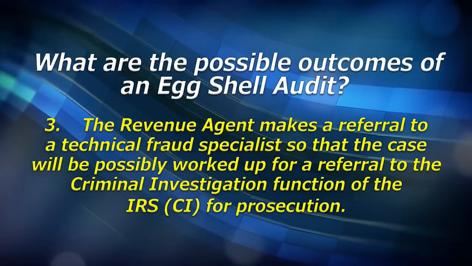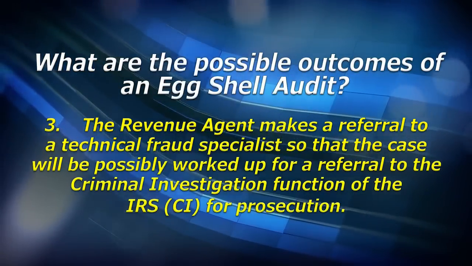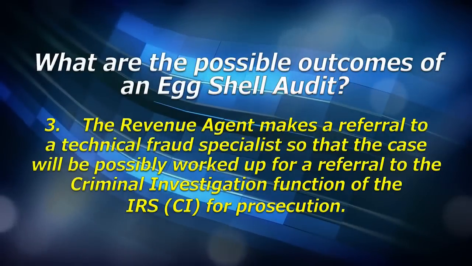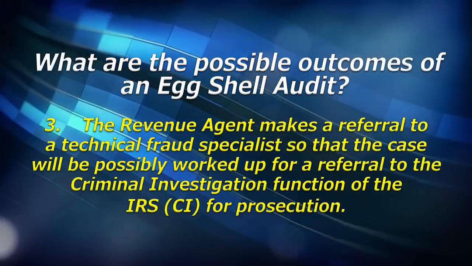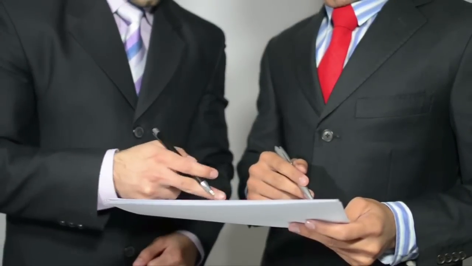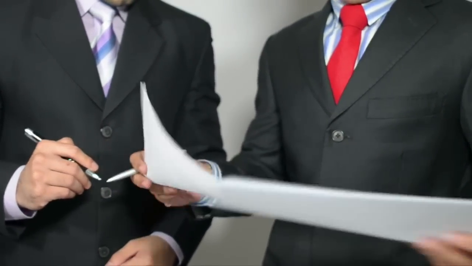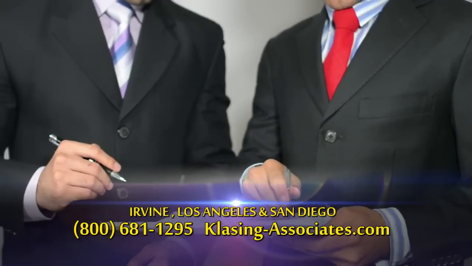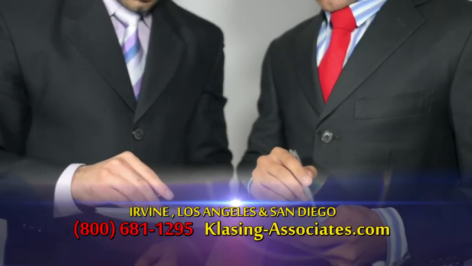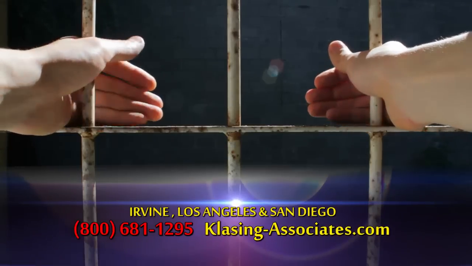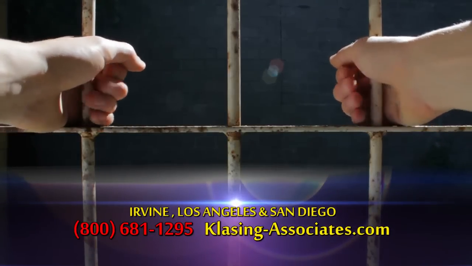The last possible result: the revenue agent makes a referral to what's called a technical fraud specialist. There are 2 of them in California that I know of. Their job is to liaison between the criminal tax function, which has probably less than 10% of the agents the civil side has, I'd say about 4%, and the civil audit. Frankly, their job is to work up the civil audit and say, is this right for a criminal investigation? Are the badges of fraud there? And once that handoff takes place between the technical fraud analyst and the criminal investigation division, any bets on whether you'll go to jail or not are off.